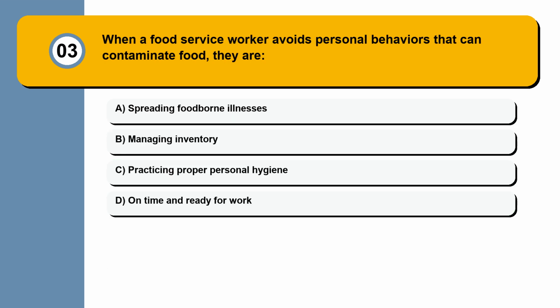Question 3. When a food service worker avoids personal behaviors that can contaminate food, they are: spreading foodborne illnesses, managing inventory, practicing proper personal hygiene, on time and ready for work.